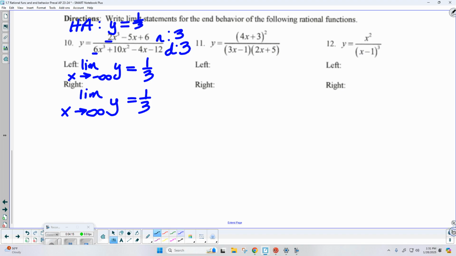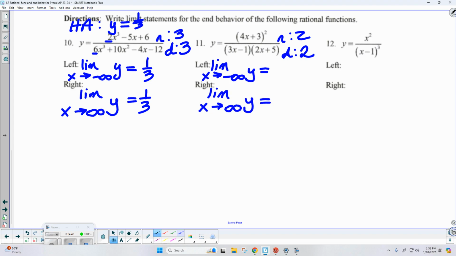Okay, well, let's try 11. All right. So let's see here. If I look at the degree of the numerator, that is going to be 2. If I look at the degree of the denominator, x times x squared, that'll give me a degree of 2. So it's the same thing. We're going to divide the leading coefficients, but you have to be careful because this one's been factored. So let me go ahead and write this out. The limit as x approaches negative infinity of y, and the limit as x approaches positive infinity of y. Okay. It is an improper fraction. Can anybody tell me what these should equal?